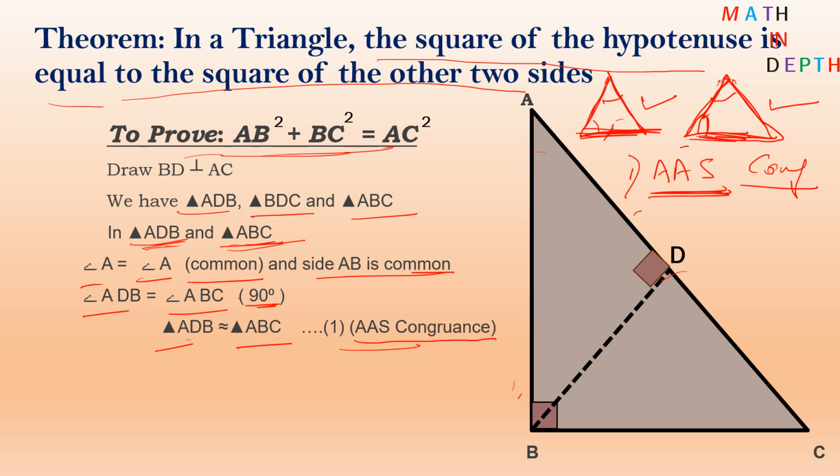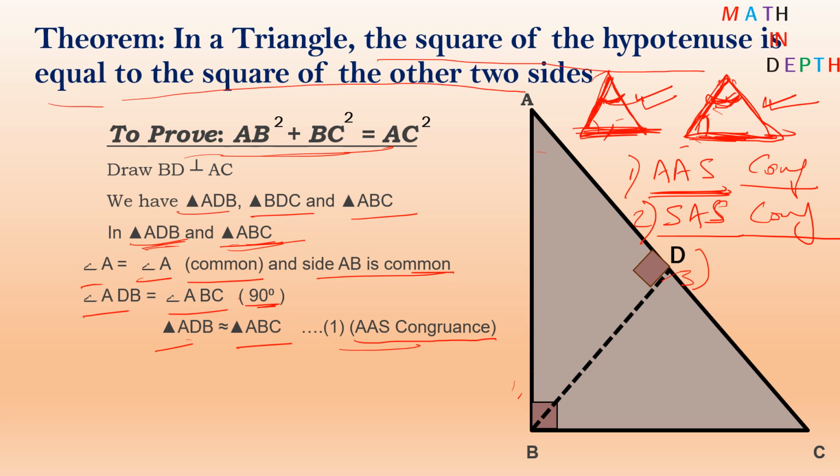The second way is SAS. SAS means any two sides of these triangles are equal, and at least one angle of these triangles is equal. Then also we can say these two triangles are similar to each other, based on the SAS congruence.